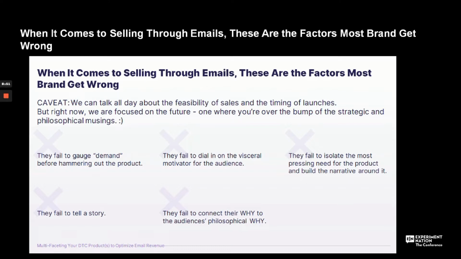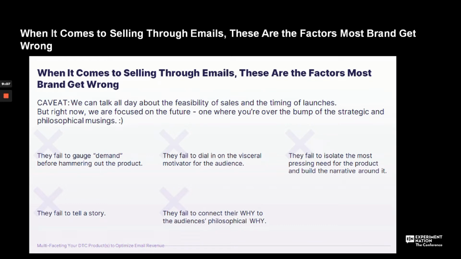So it is very important to dial in on the visceral motivator for the audience, and I have a trick later down the line which I can share with you about how to find this out. It's a cheat code.